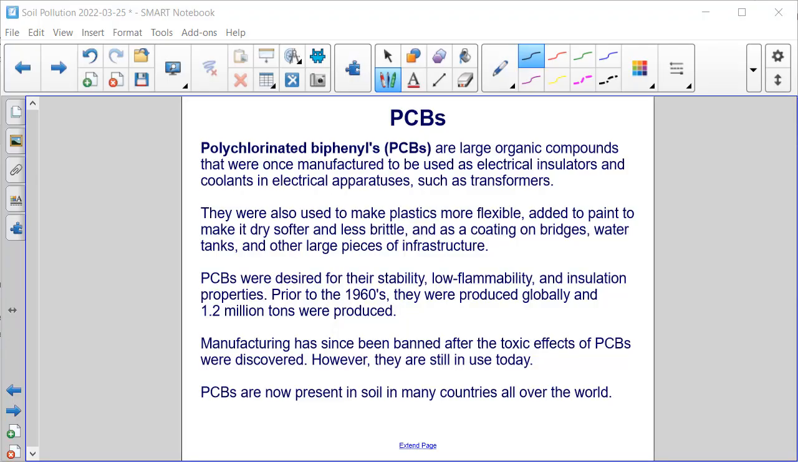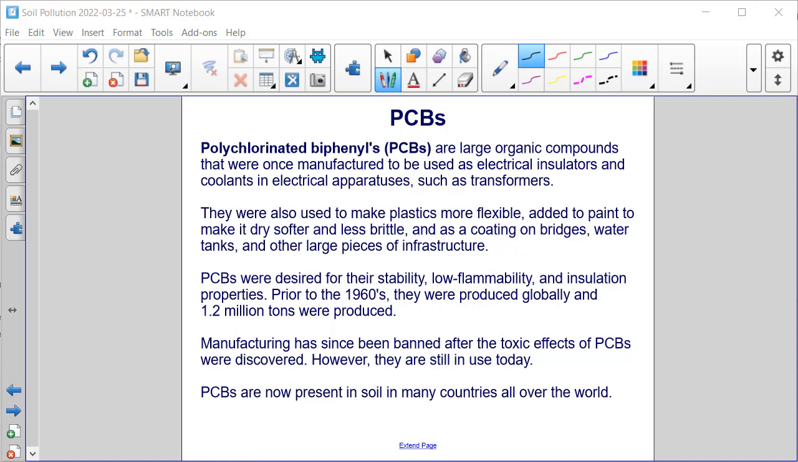PCBs. Polychlorinated biphenyls, PCBs, are large organic compounds that were once manufactured to be used as electrical insulators and coolants in electrical apparatuses, such as transformers. They were also used to make plastics more flexible, added to paint to make it dry softer and less brittle, and as a coating on bridges, water tanks, and other pieces of infrastructure. PCBs were desired for their stability, low flammability, and insulation properties.